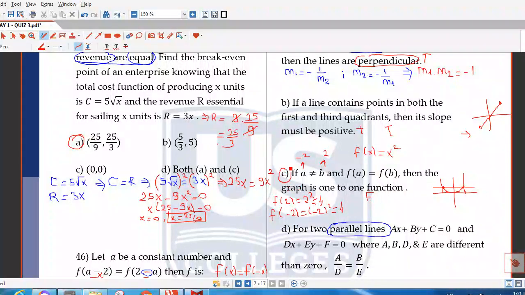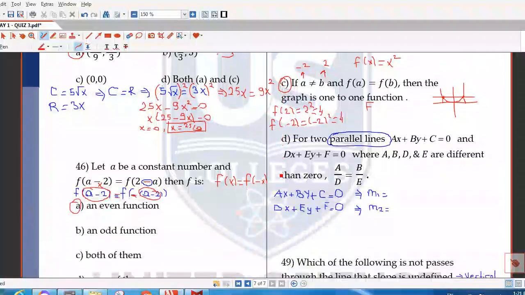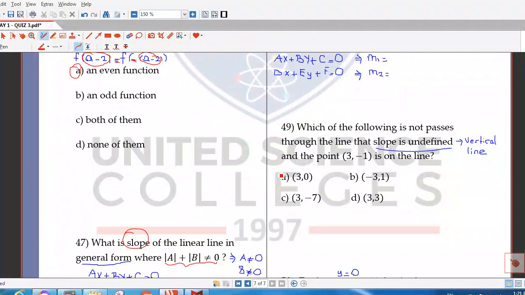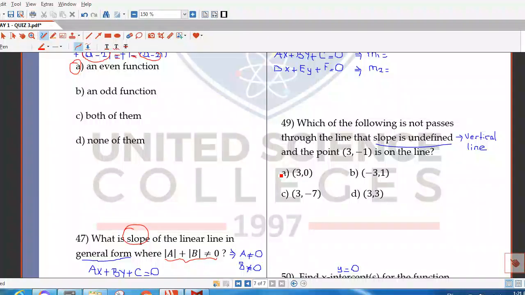Answer is going to be C. 49. Which of the following does not pass through the point with undefined slope and 3, negative 1? Be careful here. Undefined slope is a special case. So if slope is undefined, the line will be vertical, a vertical line sharing the same x coordinates.